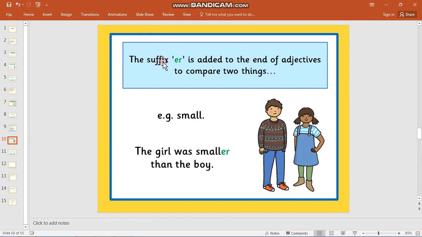You can now add the suffix er, and we can add these to the end of adjectives to compare two things. So the adjective small. When I add the suffix, remember the suffix are the letters that are in green and are added to the end of particular words. So small becomes smaller. The girl was smaller than the boy.